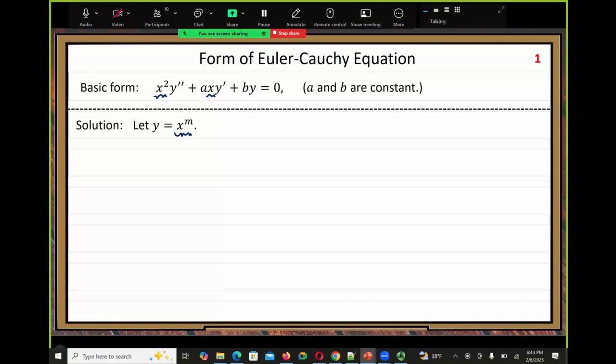But some students may ask, how do you know you can choose this form? You can choose this form. The understanding could be like this.